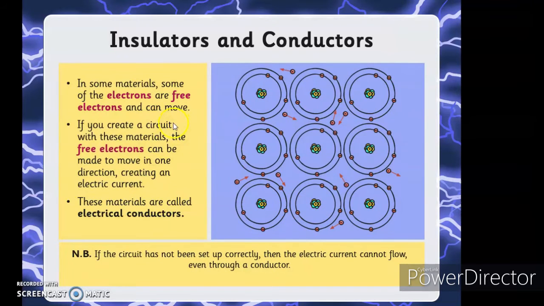But in some materials, some of the electrons are free electrons, and these can move. And if you create a circuit with these materials, the free electrons can be made to move in one direction, and that's what creates the electric current. And these materials are called electrical conductors. But note, if the circuit hasn't been set up correctly, then the electric current cannot flow even through a conductor. So you still need to have a complete circuit.